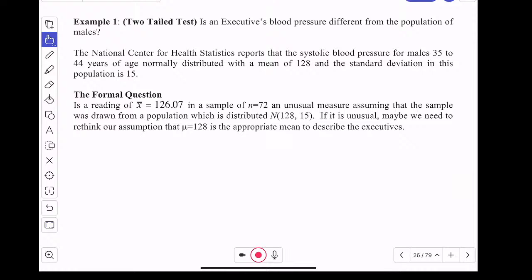44 years of age is normally distributed with a mean of 128 and a standard deviation in this population of 15. So when I read this, I know the distribution of just regular males, 35 to 44, is that they have a normally distributed blood pressure with a mean of 128 and a standard deviation of 15. That's a given.